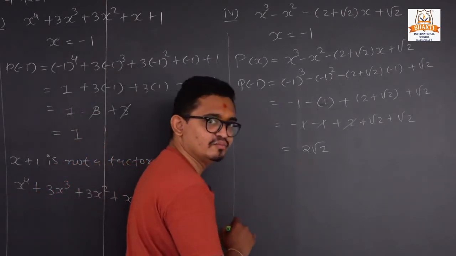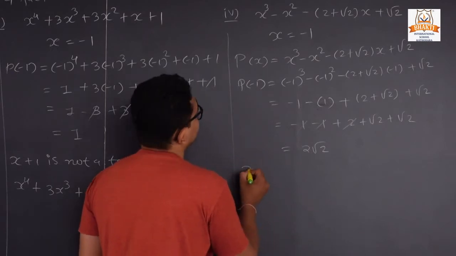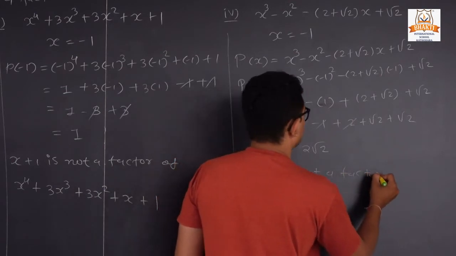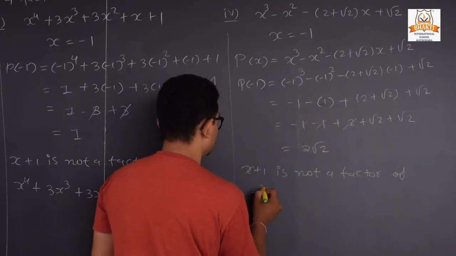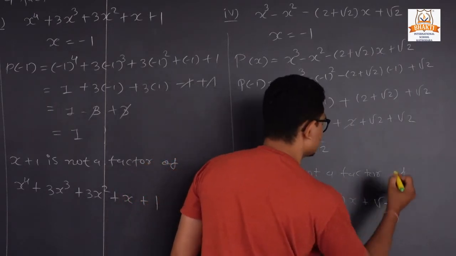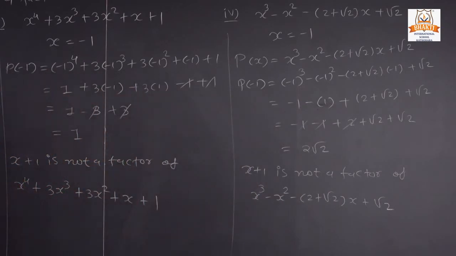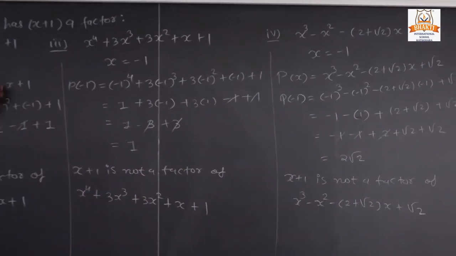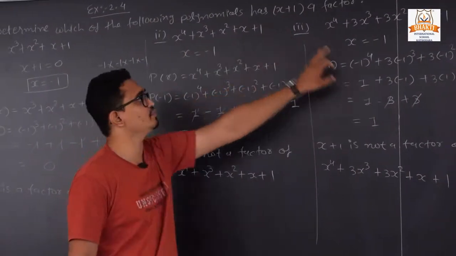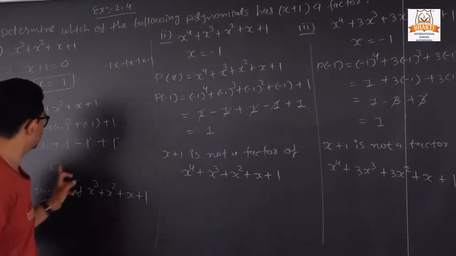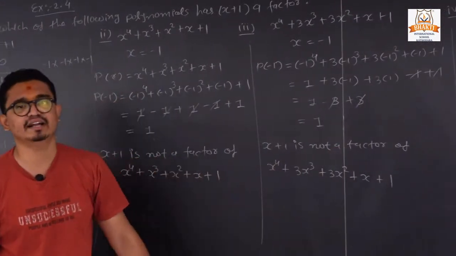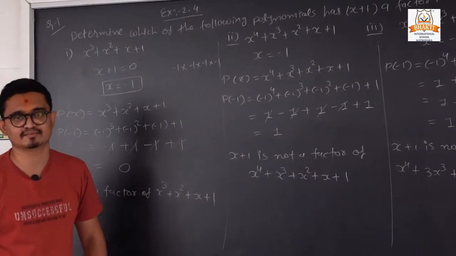So it is not a 0. So what can we write? x plus 1 is not a factor of x³ − x² − (2 + √2)x + √2. So in all these exercises, what can we do? First of all, the factor is given. From the factor we can directly put that value in our polynomial, and if the answer is 0, then it is a factor of that polynomial, and if the answer is not 0, then it is not a factor of that polynomial. So it is the factor theorem.